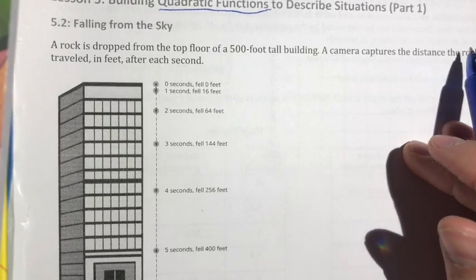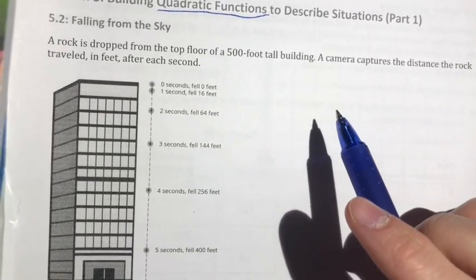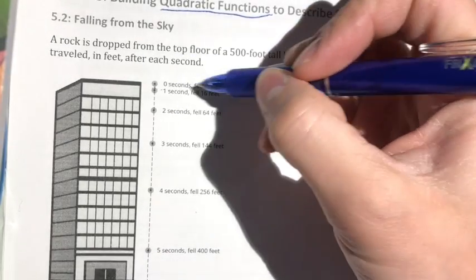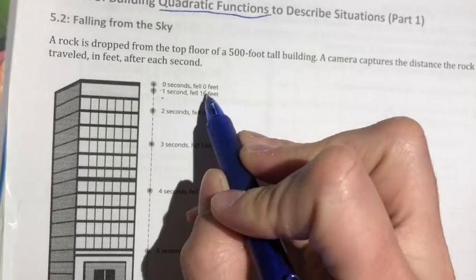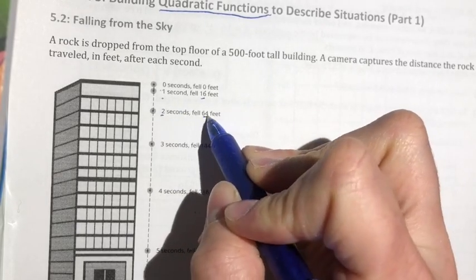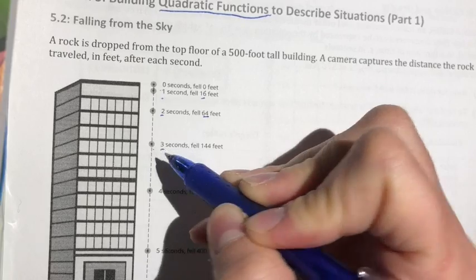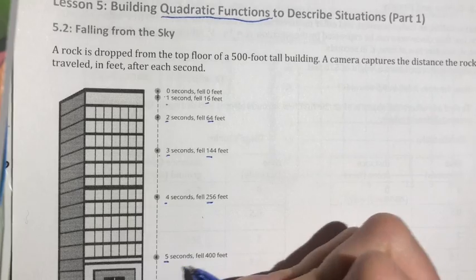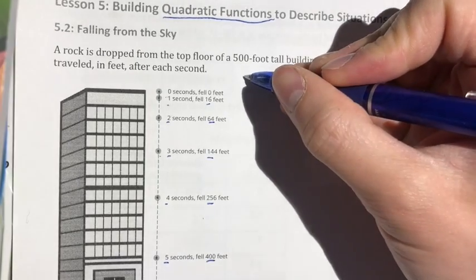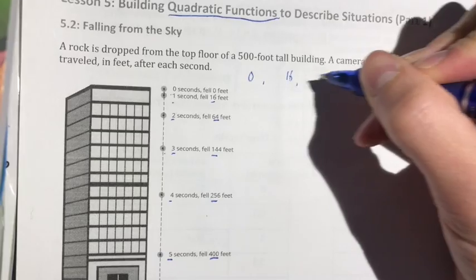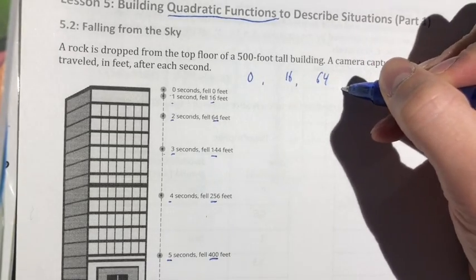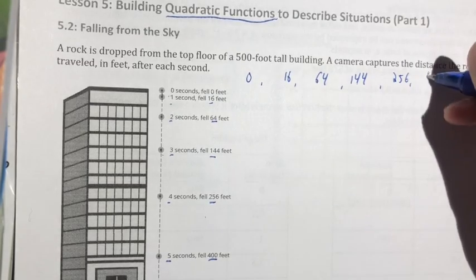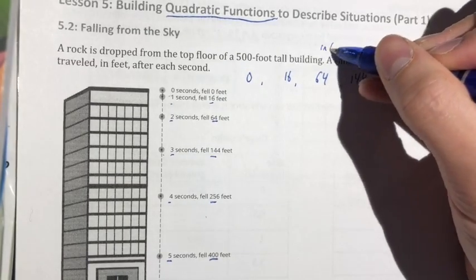A camera captures the distance the rock traveled in feet after each second. So to start, it's at 0 feet, and at 1 second it's at 16 feet, 2 seconds, 64 feet. So this is measuring the distance it has fallen. So I want you to take a minute and think, what do you notice about all of these numbers? Like, what do you notice about 0 and 16, 64? Is there anything in common with all these numbers?